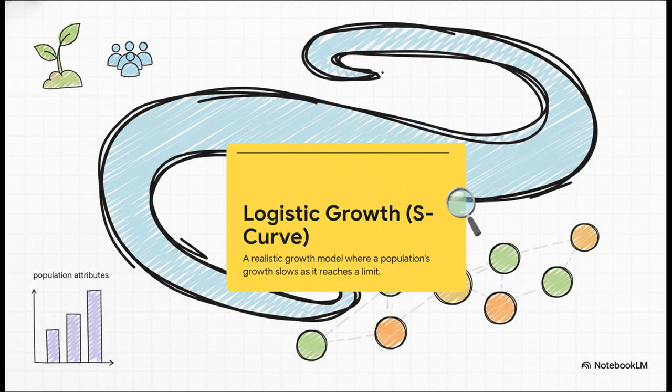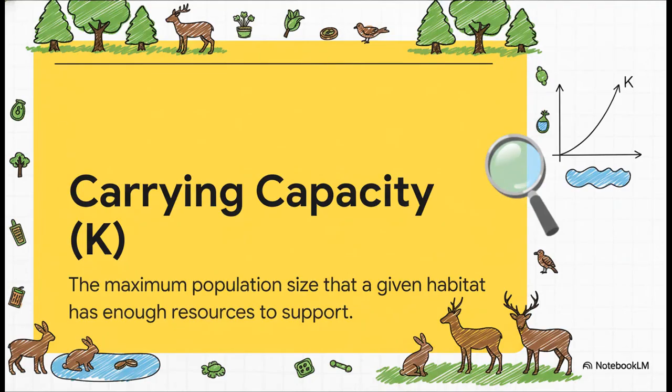So why does it do that? Because it hits a natural limit. And that limit has a very, very important name. That limit is called carrying capacity, or just K. It's the maximum number of individuals that an environment can handle.